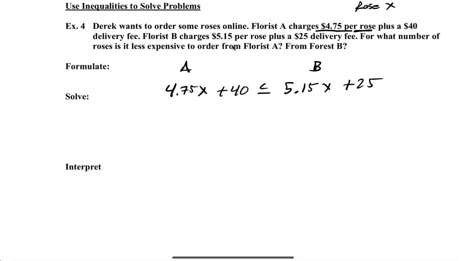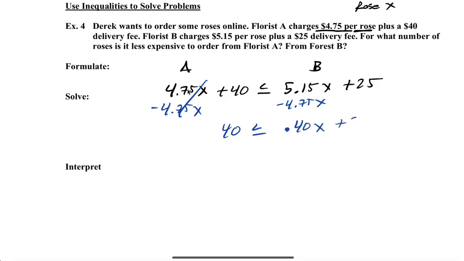It should be an inequality. We want to find out when Florist A is less than Florist B. So we're going to make this inequality here. We're just going to solve, just like before. So first thing you want to do is get only one x, but now we have two variables, so let's get rid of one of them. Let's get rid of the smaller one generally, so minus 4.75x, minus 4.75x.